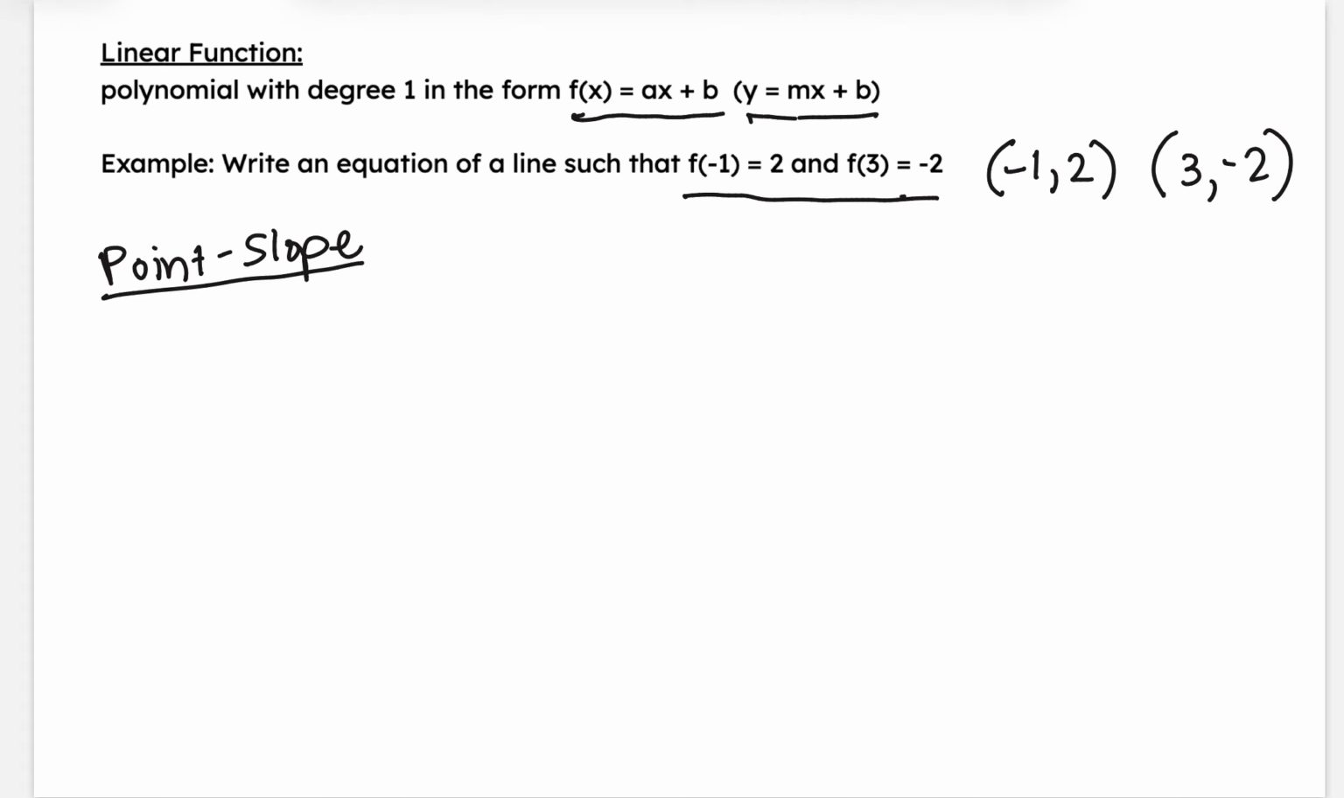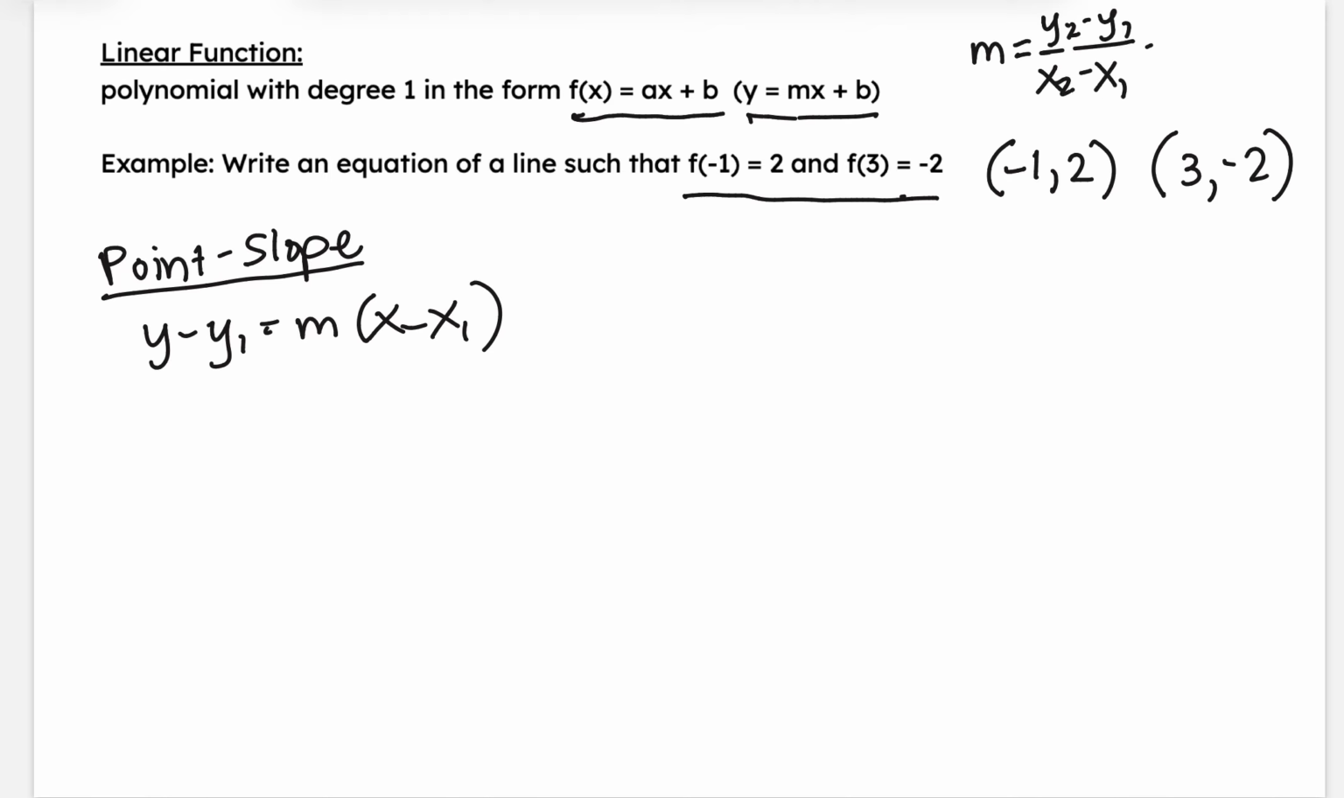Just to remind you, point slope form is y minus y1 equals m times x minus x1. So we can use our 2 points. First of all, we need to find the slope, so we need to find m. That's going to be y2 minus y1 over x2 minus x1. So that would be negative 2 minus 2 over 3 minus negative 1. So we get negative 4 over 4, or negative 1.